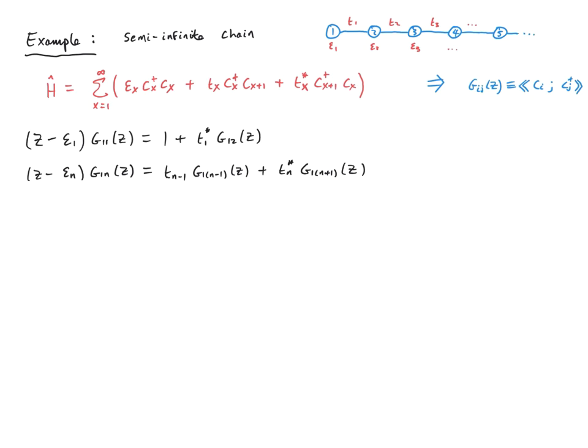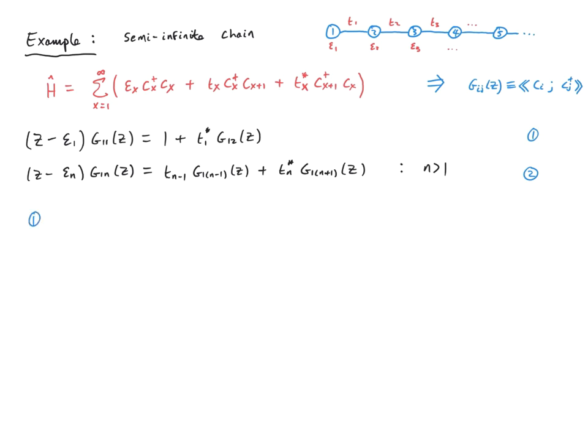One is for the Green's function at the end of the chain, G11, and that's a little bit special. And then in general, for any other n greater than 1, we can write down an equation of motion for G1n. In the latter, we see that G1n is related on the chain to the Green's function before, this is G1n minus 1, and the Green's function after, G1n plus 1. So let's label the first equation, equation 1, and the second, equation 2.